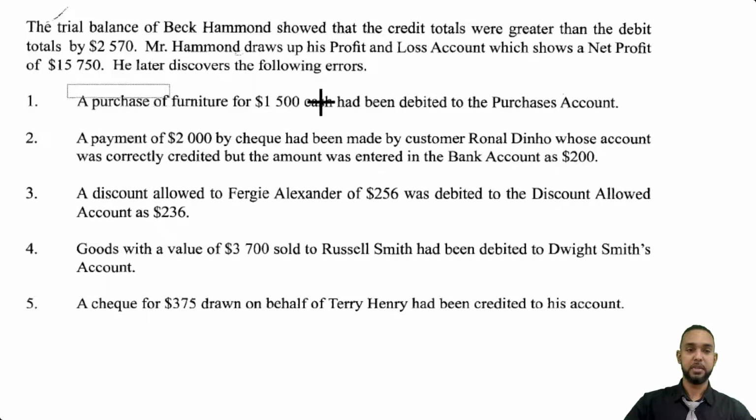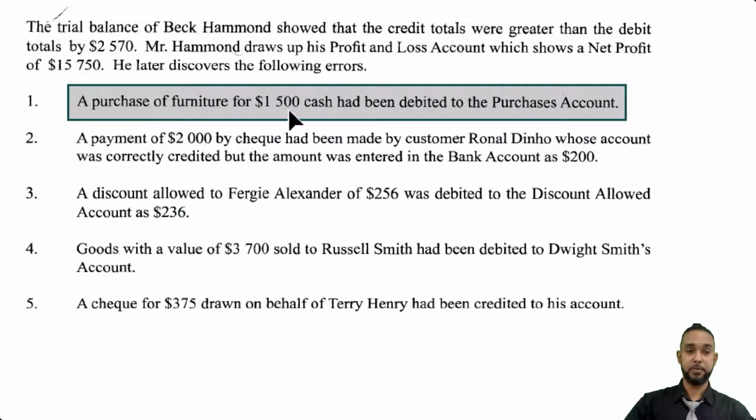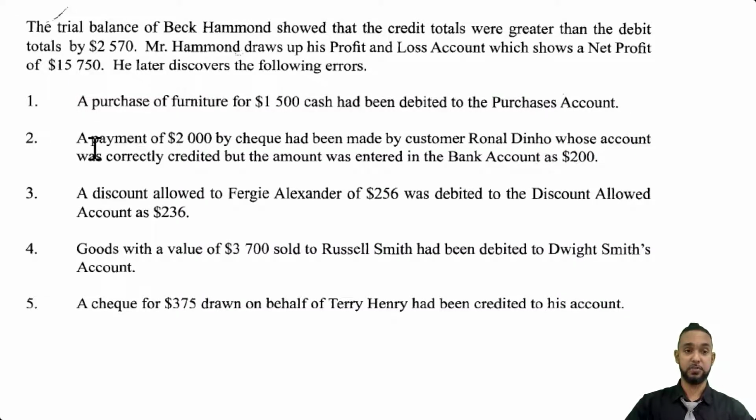So the first one says, a purchase of furniture for $1,500 cash had been debited to purchaser's account. Now, when you buy furniture, that's supposed to go in the furniture account. The purchaser's account is only used to record purchases of stock.